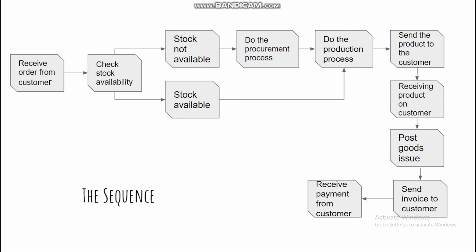After the production process is complete, we will send the product to the customer, and then the customer will receive the product. After that, we will post goods issue and then send the invoice to the customer, so the customer knows how much they must pay. And the final step is we will receive the payment from our customer.